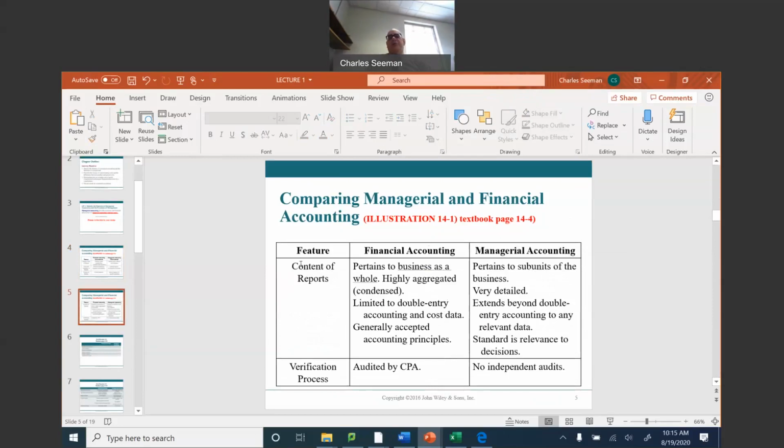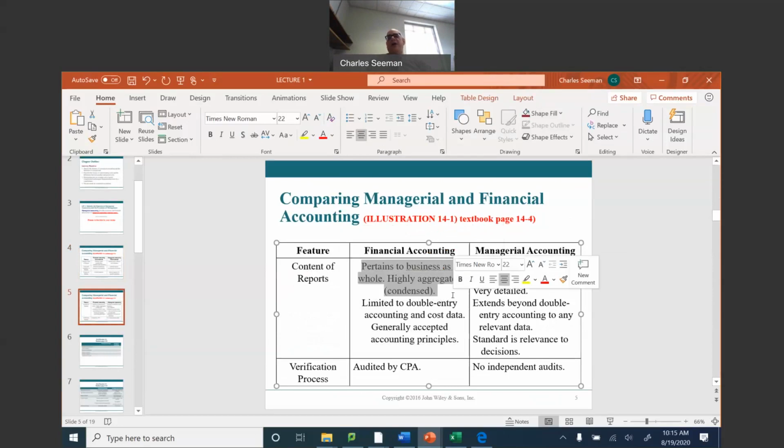Continuing, the content of the reports. So financial accounting, the reports are very broad. They pertain to the business as a whole. They're highly condensed. As you remember, the balance sheet shows the cash for the entire organization, the accounts receivable for the entire organization, the accounts payable for the entire organization. It's limited to double entry accounting, and accounting and cost data are very limited, and I have to follow generally accepted accounting principles, GAAP. Managerial accounting pertains to subunits of the business.